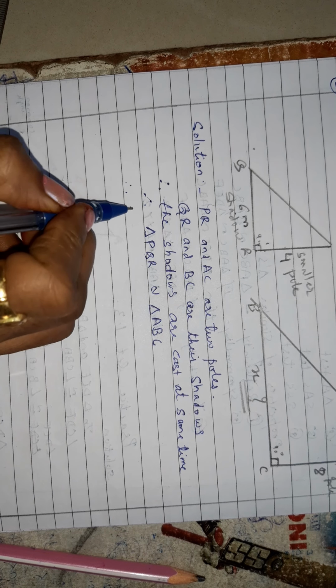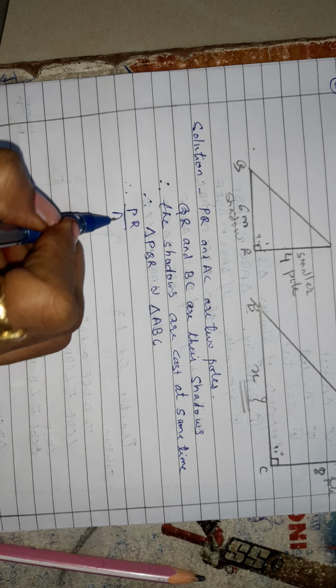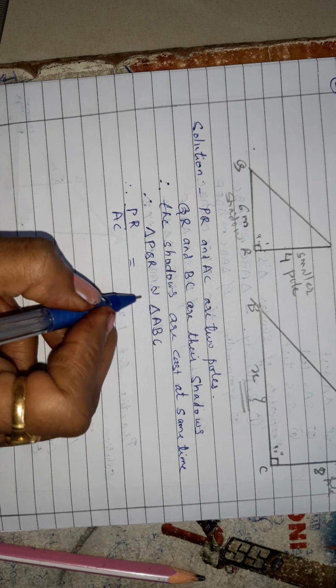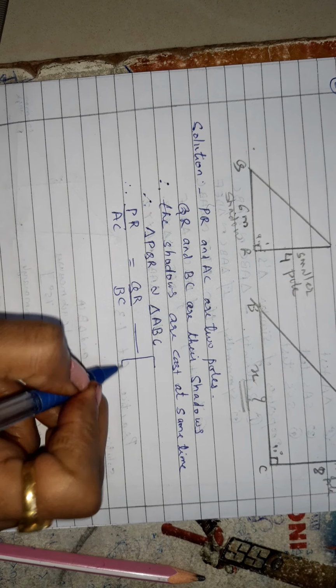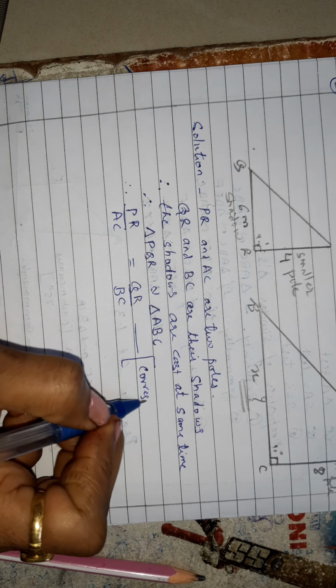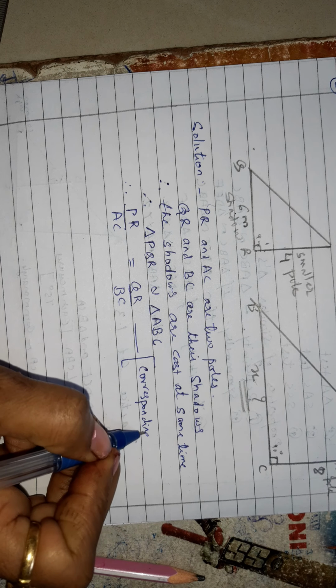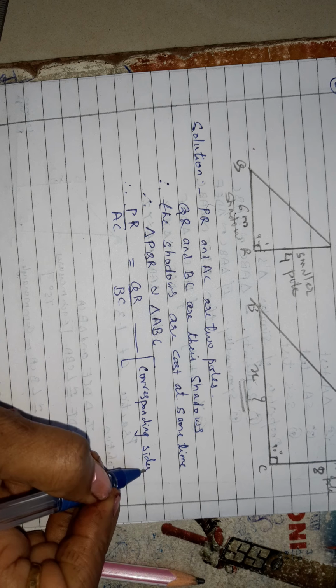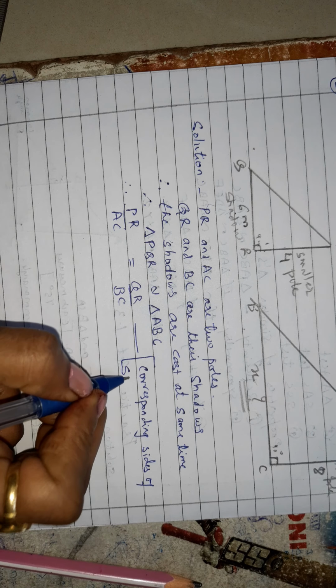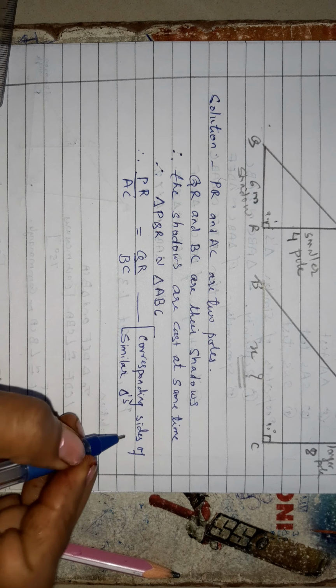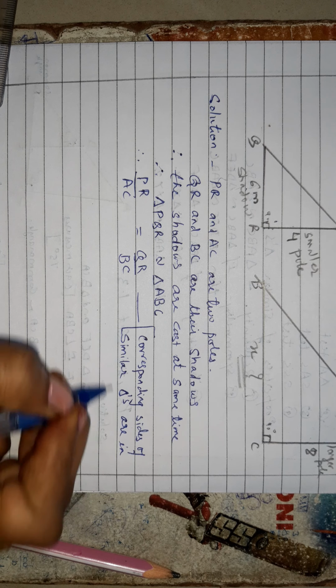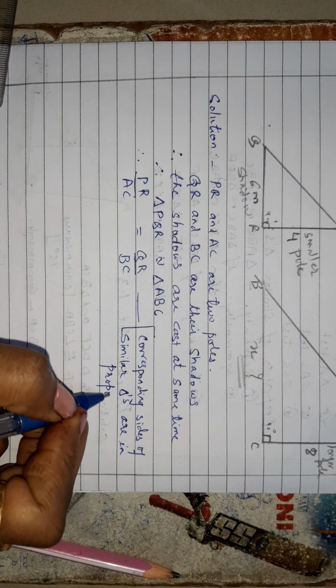So let us write PR upon AC is equal to QR upon BC. Which property is here? Corresponding sides of similar triangles are in proportion.